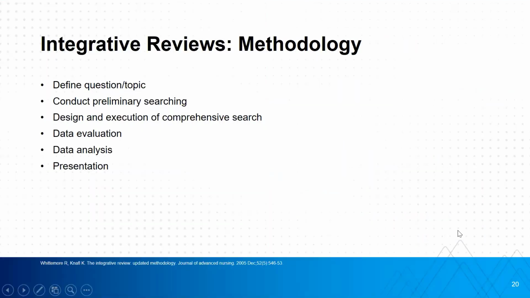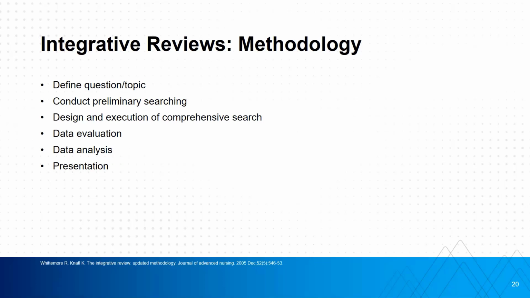There is methodology that has been codified for integrative reviews. Although this looks a lot smaller than the systematic review methodology, basically it follows a very similar pattern. So you're defining your question or topic, you're conducting some preliminary searching, you are doing a comprehensive search, and then evaluating the data. The data evaluation and analysis portions depend on the sampling frame that you're looking at.